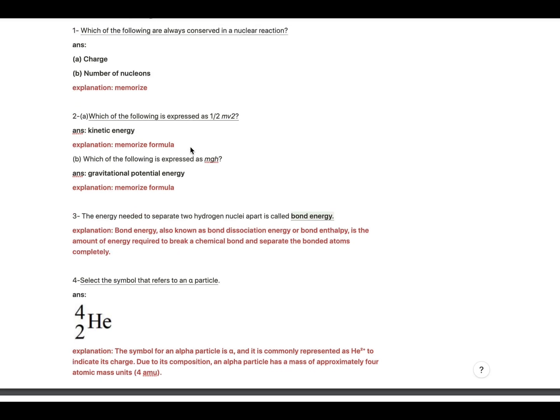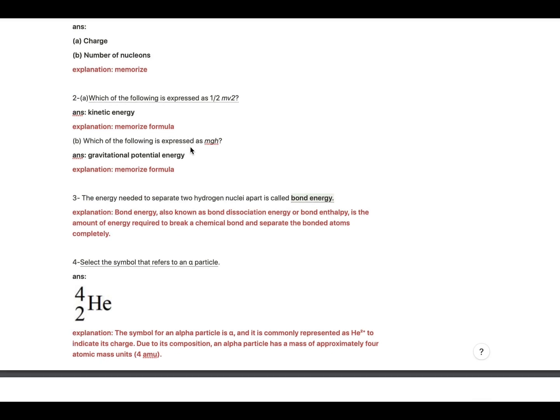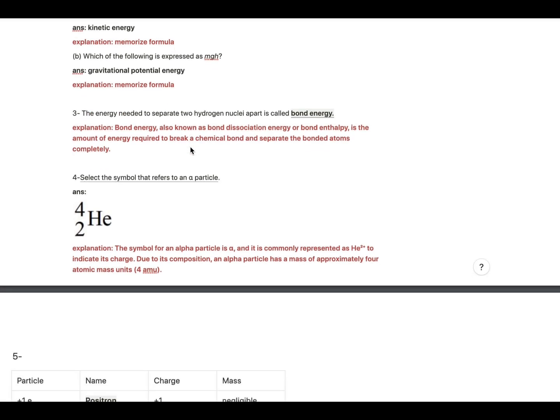Which of the following is expressed as mgh? Again, we've done this, gravitational potential energy. So m is mass, g is gravitational acceleration, h is height. The energy needed to separate two hydrogen nuclei apart is called bond energy. Just memorize that bond energy is basically the energy needed to join and separate each atom.